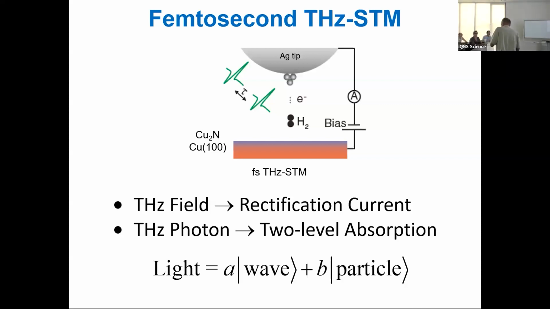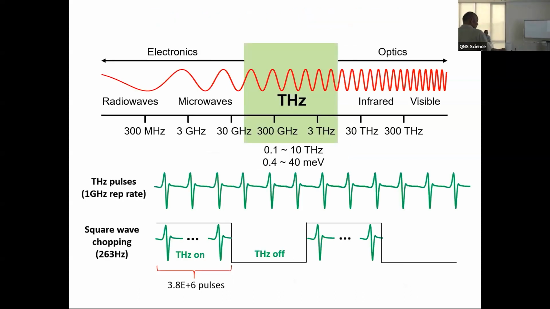Yeah. So let me show you another slide. Here. Okay, so the terahertz is in this range. It has a wavelength of about 300 microns, 0.3 millimeter wavelength. So our laser has a 1 gigahertz repetition rate. And then we modulate this at 263 hertz. So this is basically a little on, little off, little on, little off. And then about a million pulses when the laser is on. So we use a lock-in detector. We lock into the 263 hertz. What that does is it takes the current with the laser on, subtracting the laser off. So this then gives you the current due entirely to the terahertz.